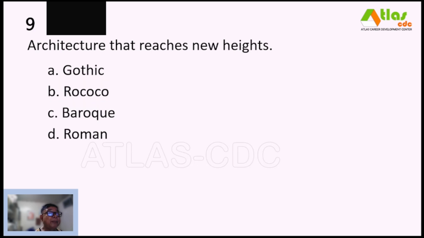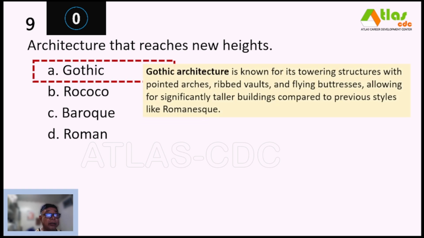Number 9. Architecture that reaches new heights. A. Gothic, B. Rococo, C. Baroque, and D. Roman. And our correct answer is letter A, Gothic. So Gothic architecture is known for its towering structures with pointed arches, ribbed vaults, and flying buttresses, allowing for significantly taller buildings compared to previous styles like Romanesque.